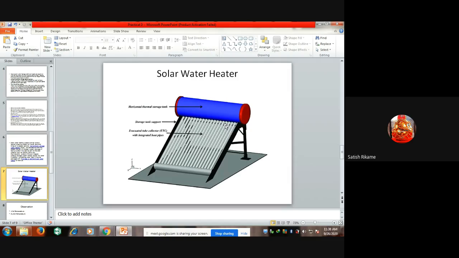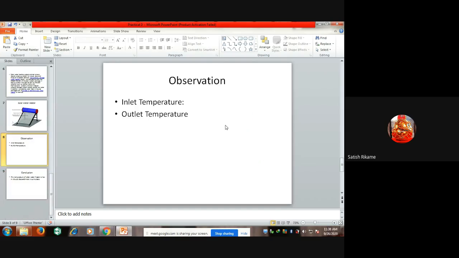So this is the solar water heater. It has a horizontal thermal storage tank. Again, storage tank support is provided, and the main thing is the solar water collector, where evacuated tube collectors are there with integrated heat pipes. This is the diagram for the solar water heater. Now, what is your observation? The first thing is your inlet temperature, and the next is your outlet temperature. Before going to the conclusion, I must show you some videos.